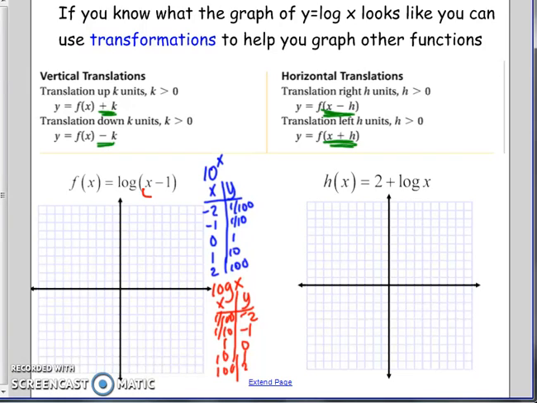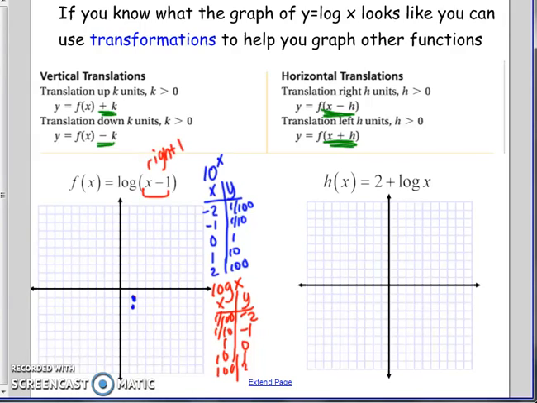But because we have this x minus 1 inside, this really means that it's moving to the right 1. So if I graph 1 over 100, -2, that's going to be about here. And I'm moving that 1 to the right. So that's going to become here. Okay, so I'm going to erase my red. Now I'm going to graph 1 over 10, -1. So 1 over 10, -1 would be like here. And then I'm moving it 1 to the right. So it becomes here.